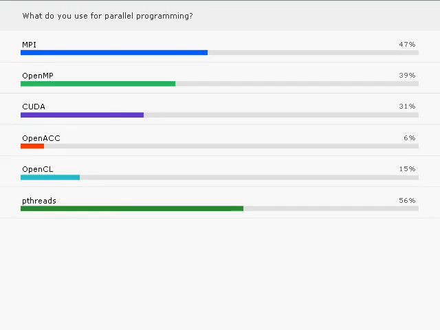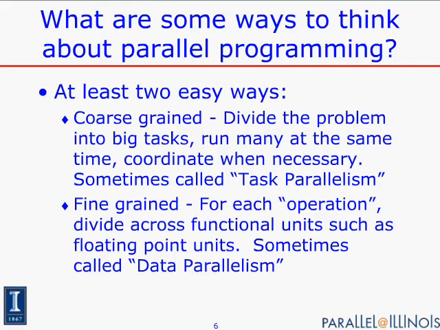So when we think about parallel programming, there are, of course, many, many ways to do this. One easy way to break it down is into whether it is coarse-grained, in terms of big tasks that are coordinated, or fine-grained, where you effectively divide a single task up into many different operations that can be done. And sometimes these are called task parallelism for the coarse grain and data parallelism for the fine grain.